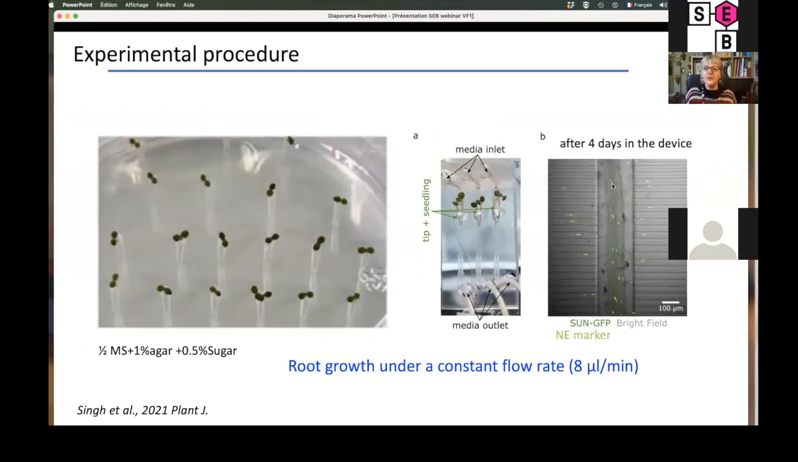Oh, sorry, it's very sensitive. We can follow the main root growth here, and the development of the root hair on the lateral channels. And here you can see the nucleus thanks to the SUN-GFP, with which we can label the nuclear envelope. Also, what is important is that we have added some sugar in the media to be really in physiological conditions as in classical experiments. And the root growth is under a constant flow rate, which is about 8 microliters per minute.